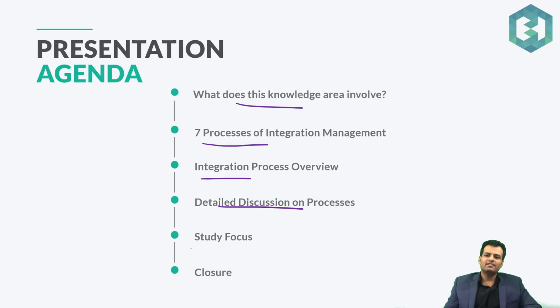After the detailed discussion, we'll go to the study focus, do a quick revision of everything we discussed, and finally do the closure. As always, as I discussed last time, I would be explaining the entire integration management with examples you can relate to, like buying a car, buying a house, cooking a dish for dinner, or manufacturing an iPhone. These are basic examples which you probably do in your day-to-day life, something you can relate to a lot.